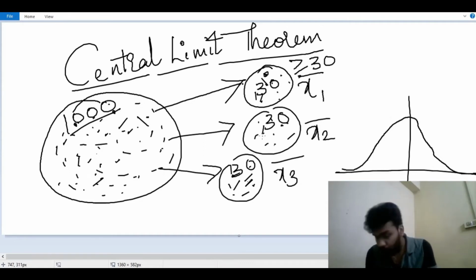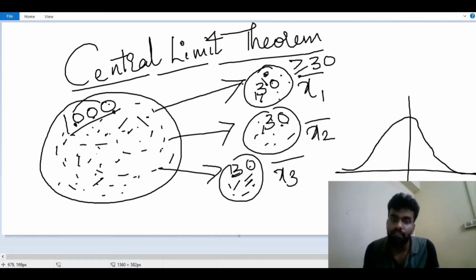And one of the important things here is, if you increase the sample size for each sample, like the number of people in this example, then your distribution is more likely to be normal, right?